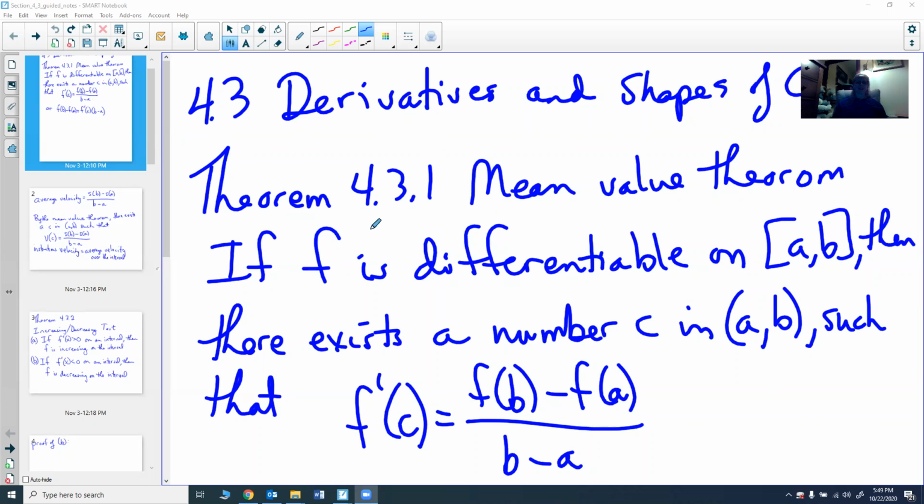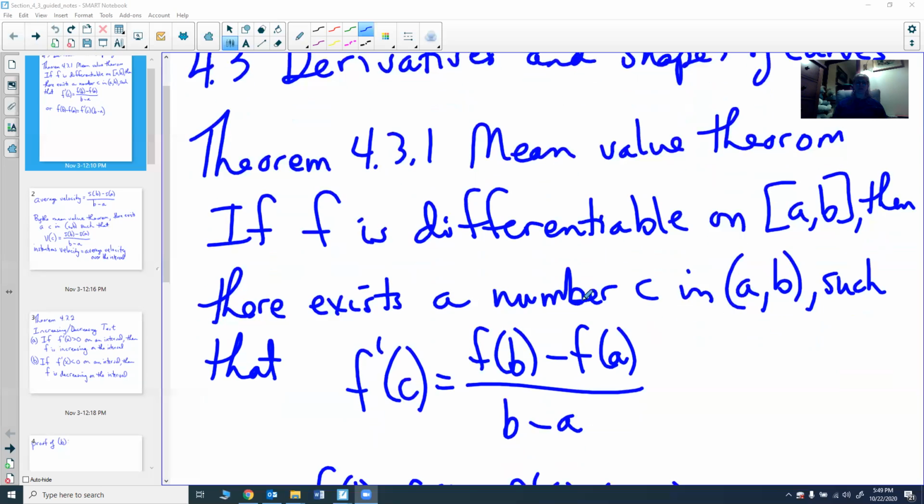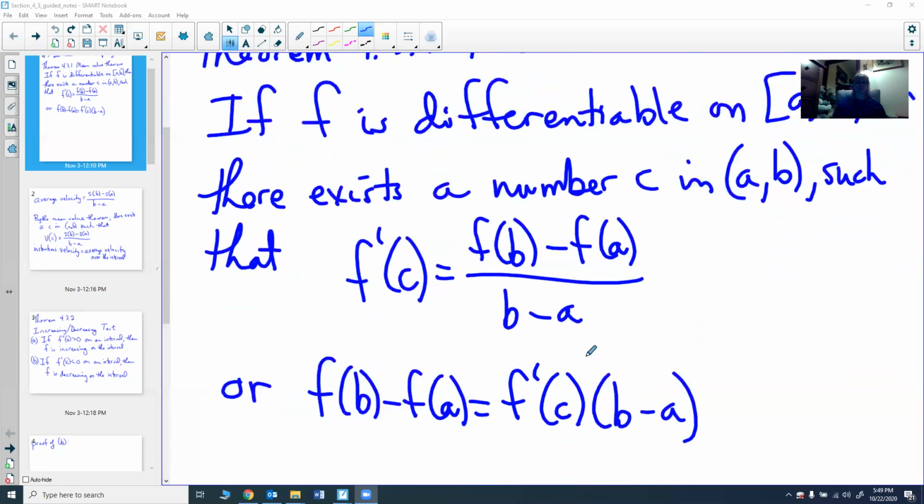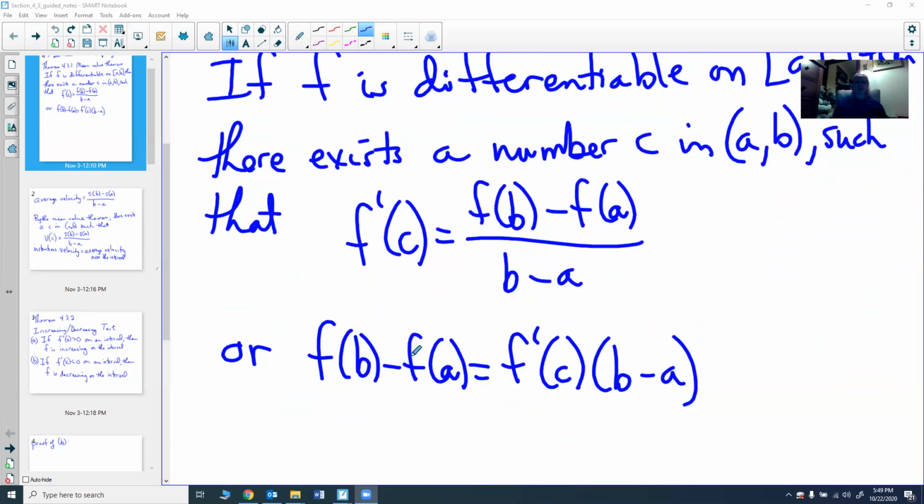And what it says is if f is a differentiable function on a closed interval [a, b], then there exists a number c in the open interval (a, b) such that f prime of c is equal to f of b minus f of a over b minus a. Or f of b minus f of a is equal to f prime of c times b minus a.